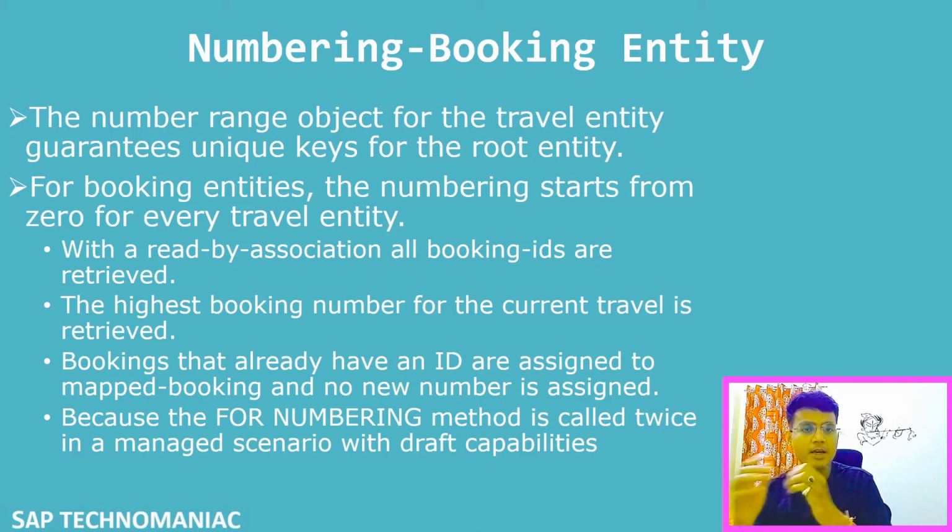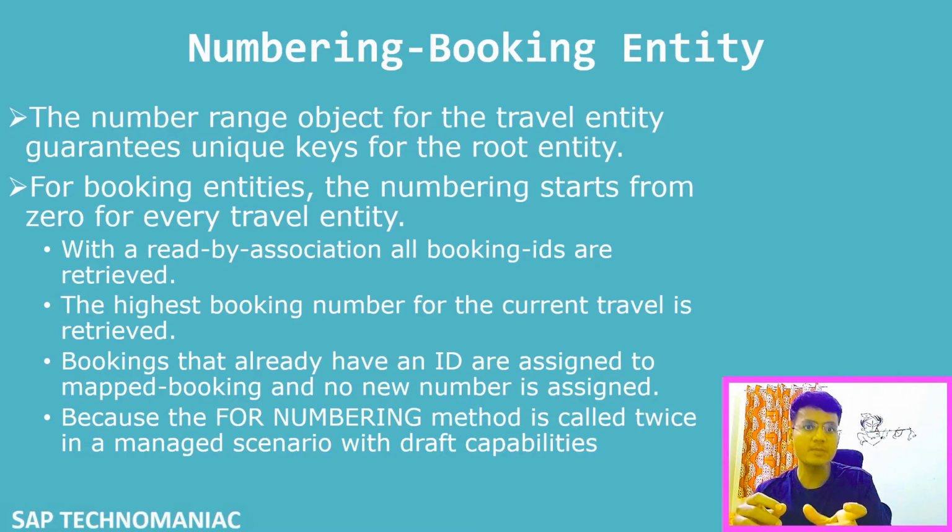To do the numbering for the booking entity, first we will read that particular travel entity by association from the database and get the latest number from the database. Second, whatever the latest number of the booking is in the current interaction phase, that we will also get, because we want to make sure that if we have created 2 or 3 bookings in the current interaction phase, only the initial 2 will be available in the database and the later 3 entities will be available in the interaction phase. So based on these 2 max booking IDs, we will compare them and get the maximum booking ID currently available either in the database or on my front end screen.